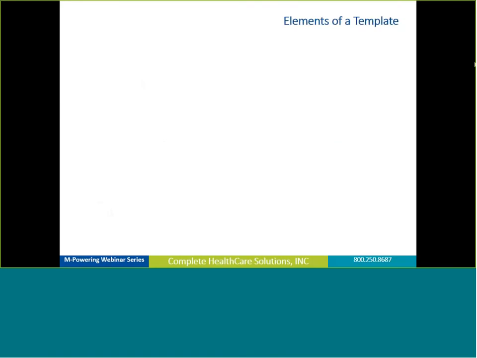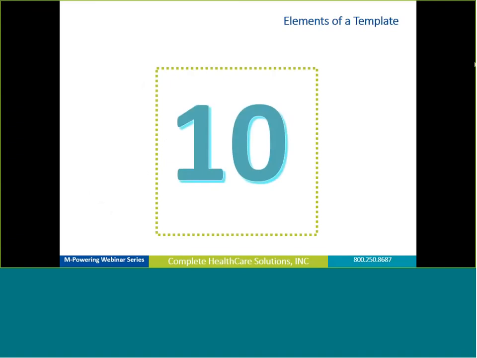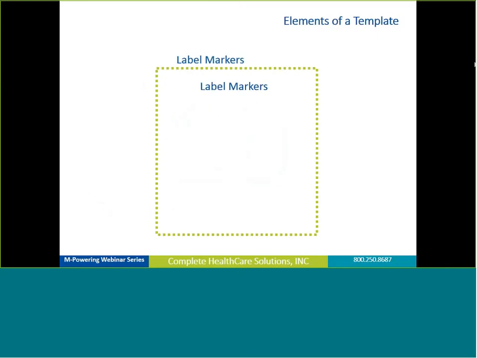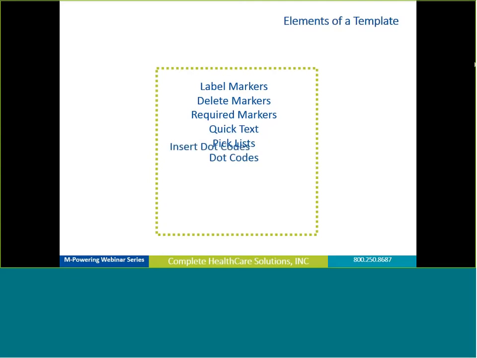Progress notes, letter templates, and message guides are made up of 10 elements. These elements include label markers, delete markers, required markers, quick text, pick lists, dot codes, insert dot codes, enter label markers, push label markers, and letter codes.